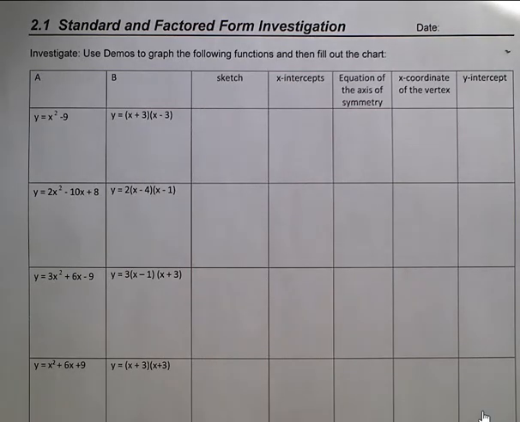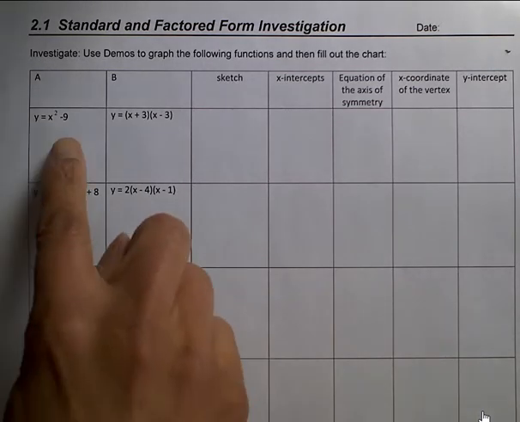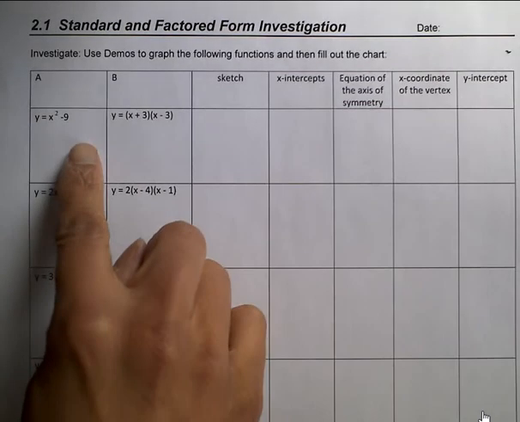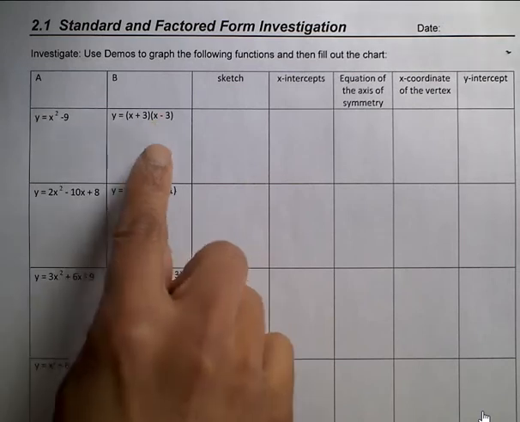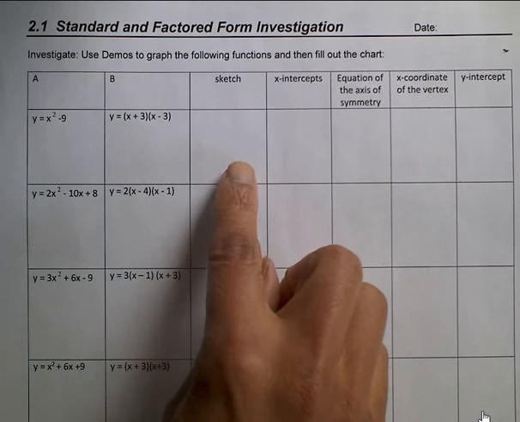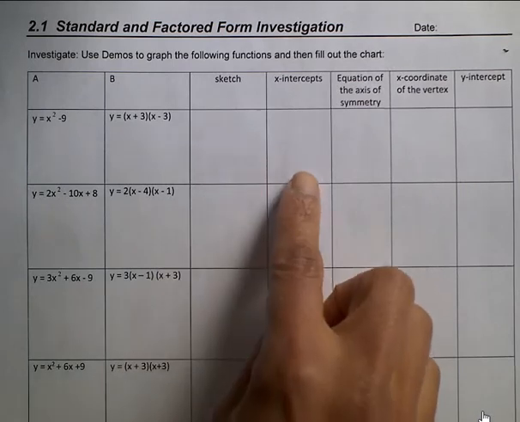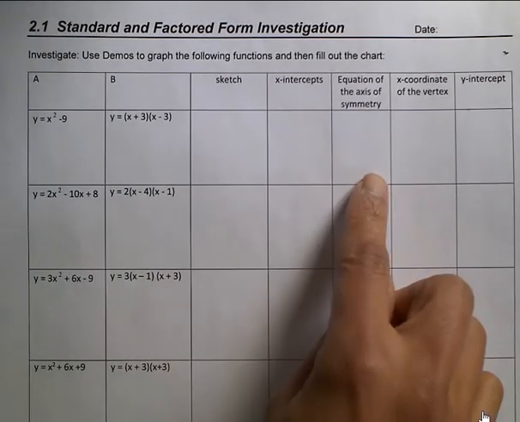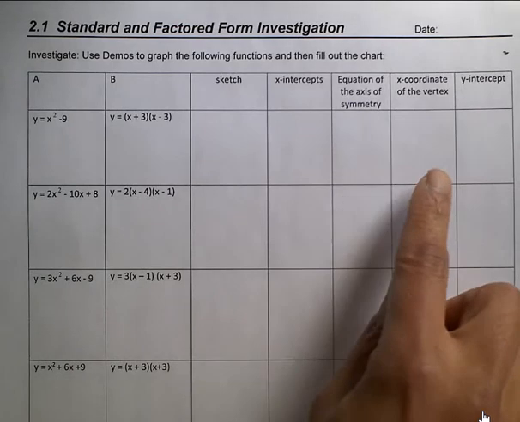Hello class, I'd like you to do this investigation on Desmos. So what you're going to do is graph the first function, y equals x squared minus 9, it's a quadratic function, and then you're going to graph the second function. Do a sketch of the screen on Desmos, identify the x-intercepts, the equation of the axis of symmetry, the x-coordinate of the vertex, and then the y-intercept.